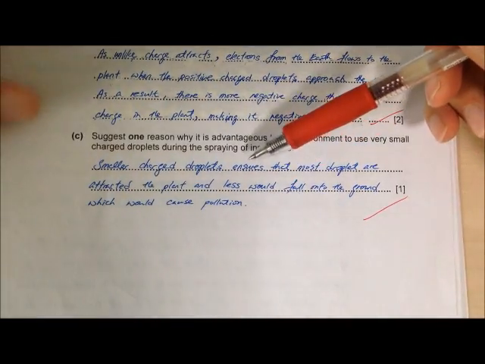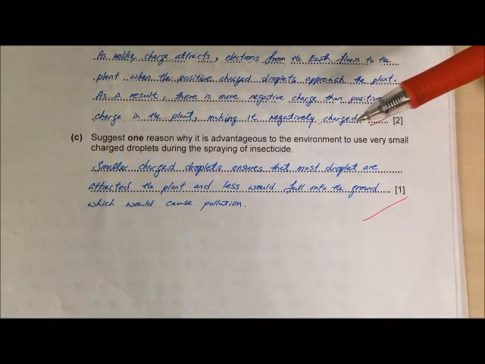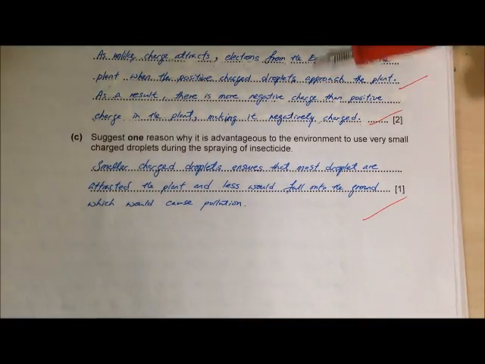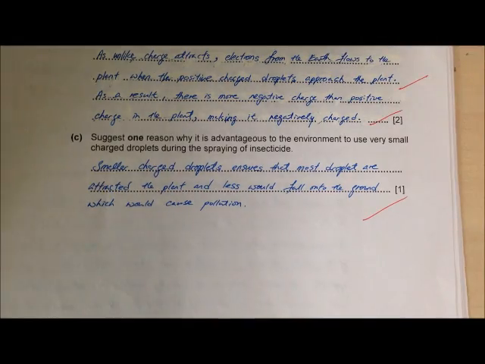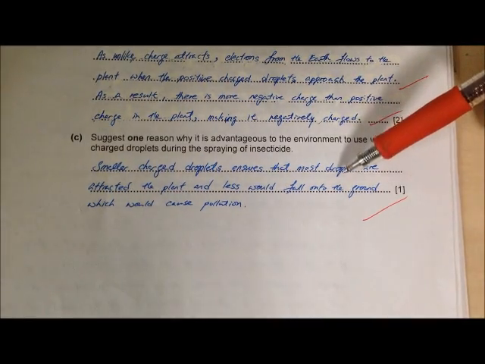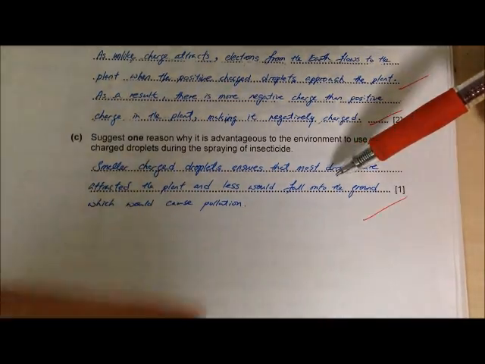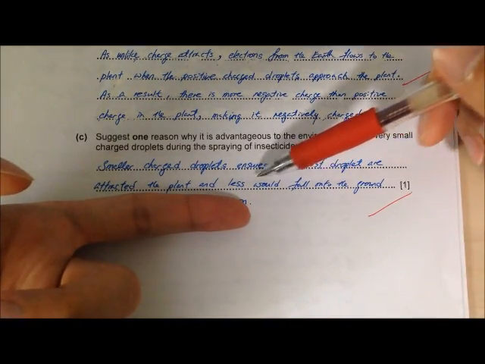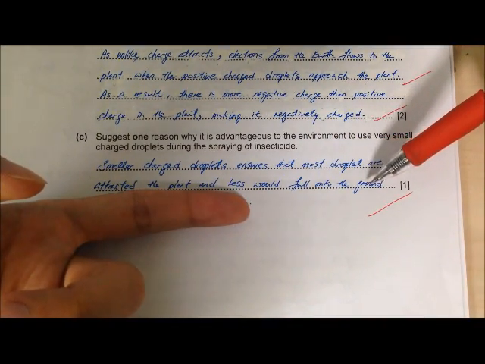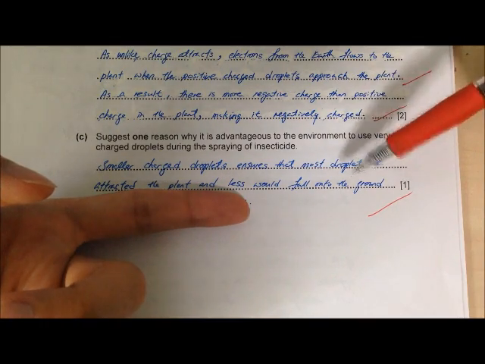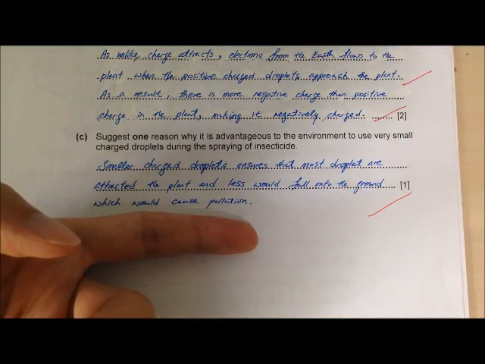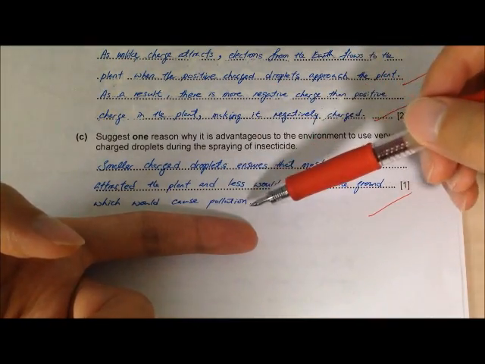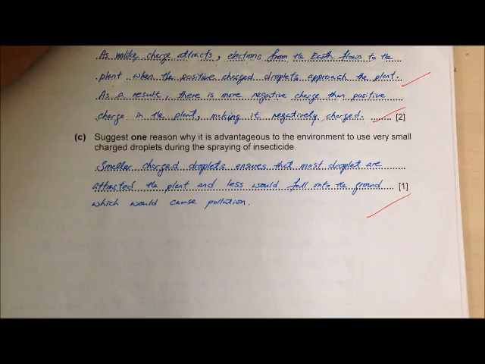Now part C is your general knowledge. If you have a smaller droplet, then the chance of it landing on your plant and not on the ground will be greater. It is not complete if you just mention that there is less chance of it falling to the ground. You have to indicate that when your insecticide falls to the ground, it will cause pollution. You have to indicate this negative effect in your answer for it to be complete.